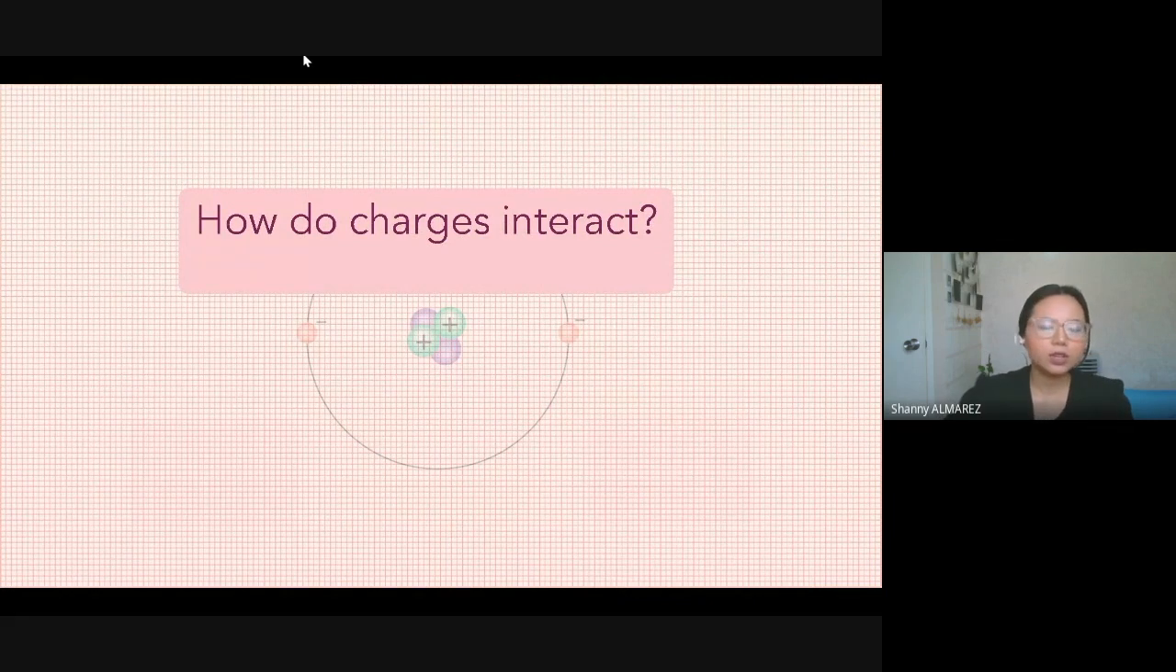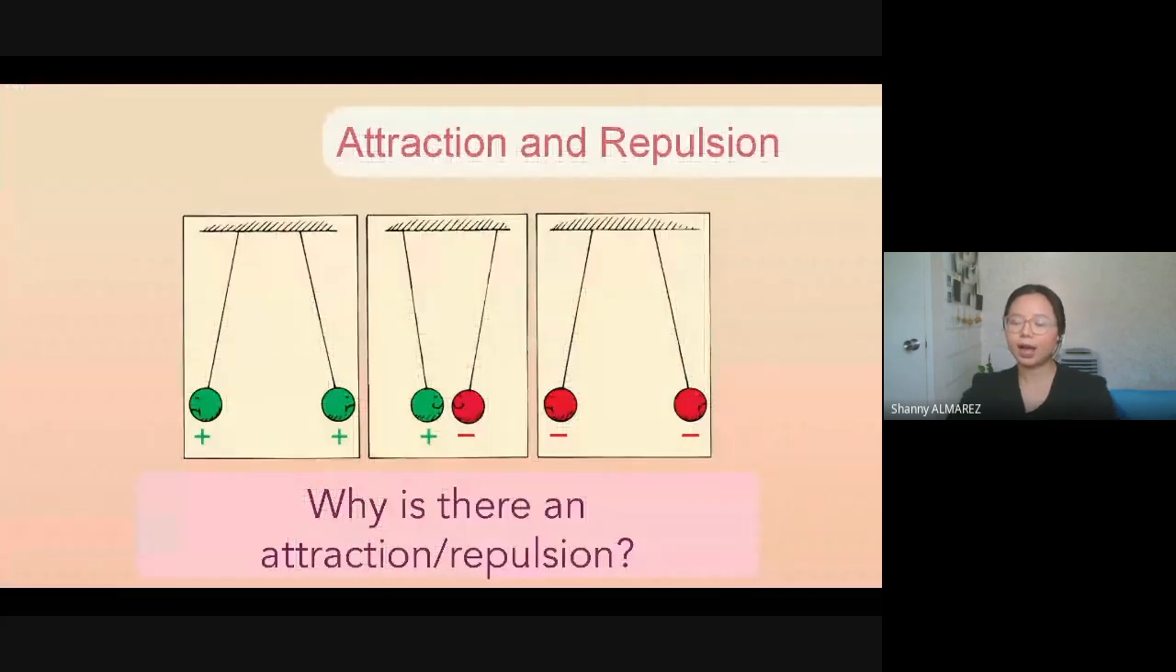Now, the next question would be, how do charges interact? Kapag parehas sila, they will repel each other. Either parehas positive, parehas negative. If they are opposite, they will attract each other. Now, bakit ganun? So the next question is, why do charges interact in that manner? Ano ba yung present sa kanila? Bakit sila lumalayo or lumalapit sa bawat isa?